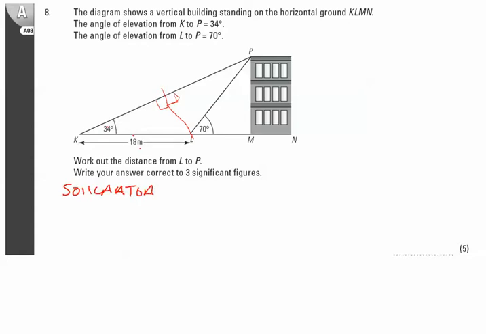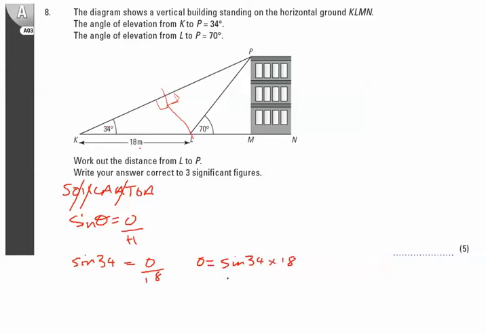So if I just make my SOHCAHTOA, I've got my hypotenuse, so it's going to be sin or cos, and I'm trying to work out that angle, the opposite. So I can see I've got a sine. So if I write out my formula, sine theta equals opposite over hypotenuse. Let's substitute in what I know. So I've got sine 34 equals my opposite over 18. Okay, so the opposite then is going to be equal to sine 34 times by 18.